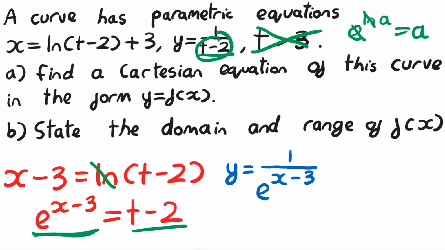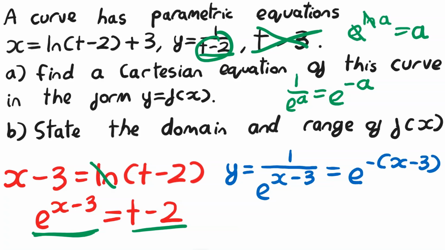If you remember your laws of indices, if you have 1 over e to the power of something, for example e to the power of a, this is equal to e to the power of minus a. Remember, this is what a minus power means. It means it's 1 over, like this here, it has this 1 numerator. So therefore we can rewrite this here as e to the power of minus x minus 3.